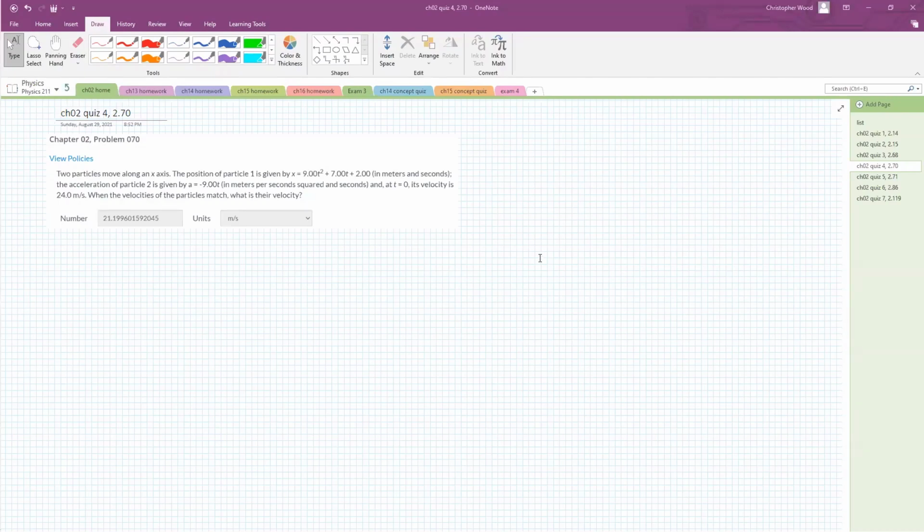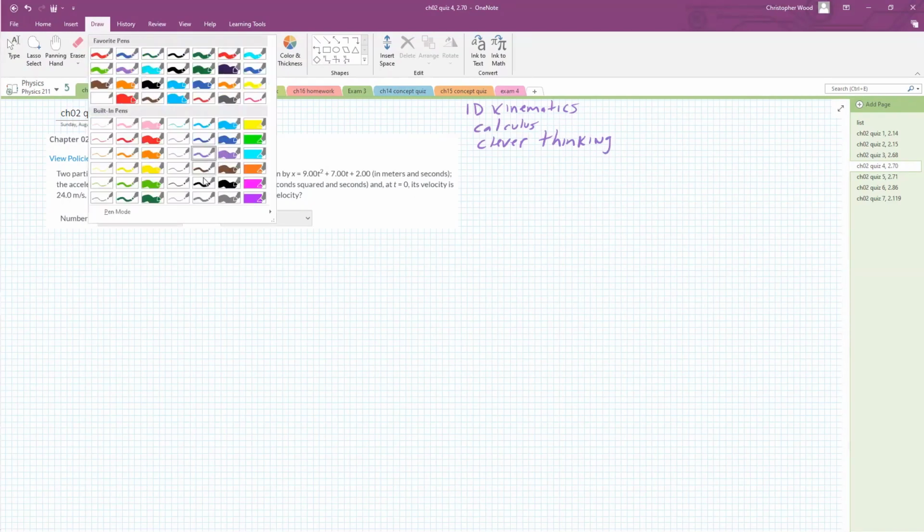Kinematics. Once again, you know what this really is? This is one-dimensional kinematics along with calculus, along with clever thinking. Okay, so those are the three ingredients: one-dimensional kinematics, calculus, and clever thinking. Two particles move along an x-axis.